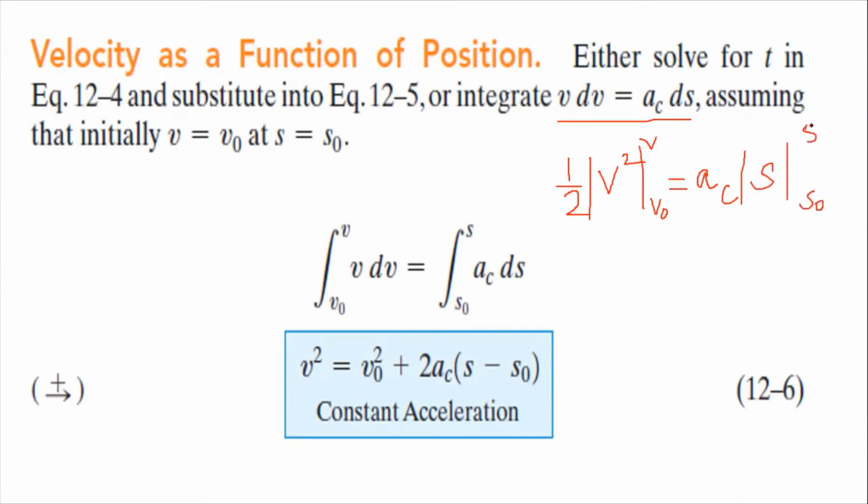When we apply the limit over here, what will happen? Half v square minus v naught square equals a times s minus s naught.